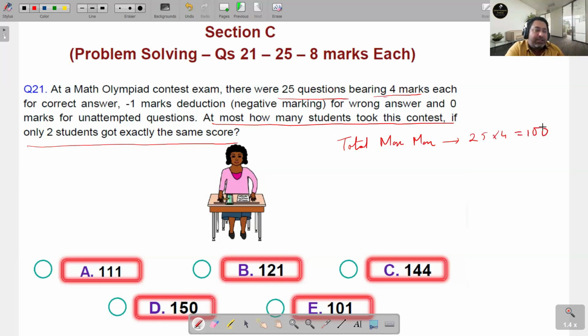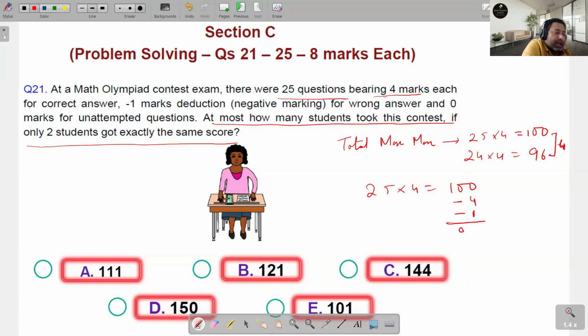All right. Now let's understand what happens when somebody leaves a question. Let's say somebody attempts only 24 questions, and one question is unattempted. In that case, they will get 24 times 4, which is 96. So they go down by 4 marks if they leave a question, correct? But what if he attempted that question, but he got it wrong? He would have got 25 times 4, which is 100. But because he got it wrong, he did not get that 4 marks, and he also lost 1 extra mark. So he'll end up getting a 95. I hope this concept is clear, right?